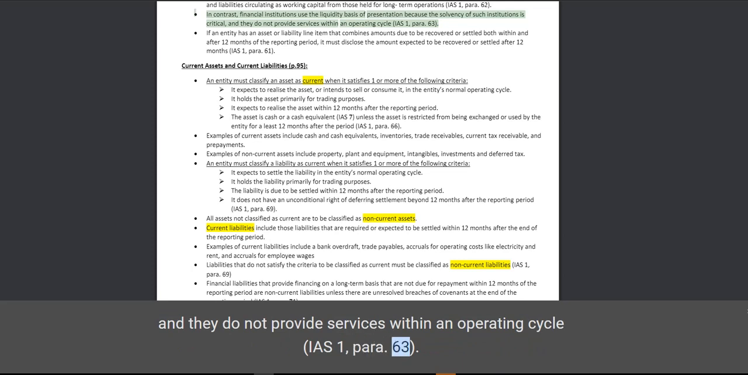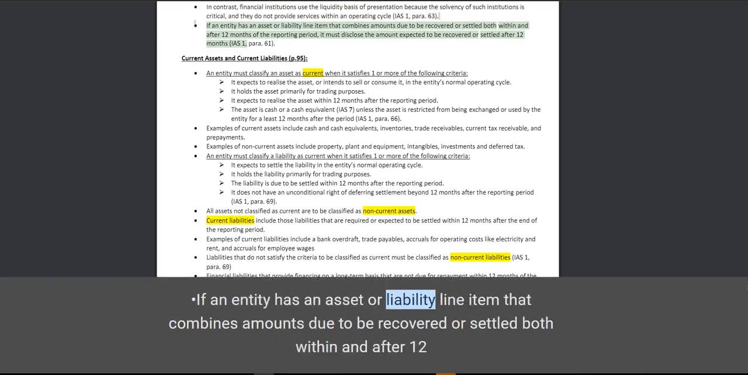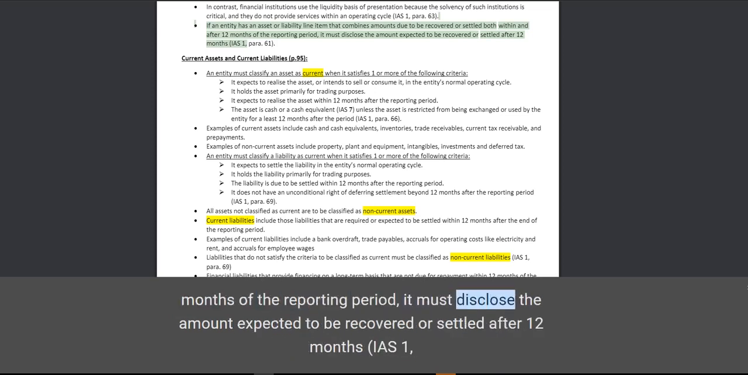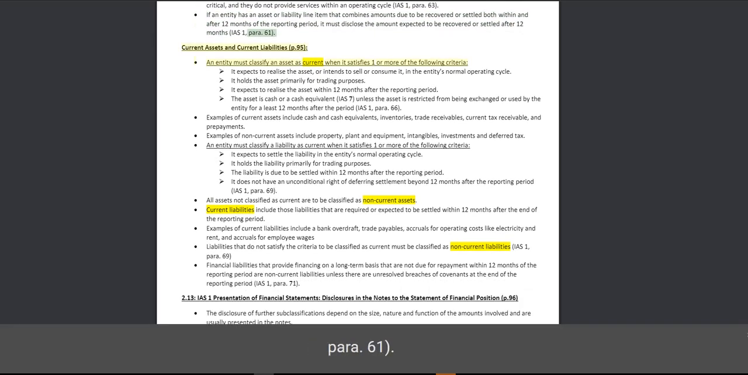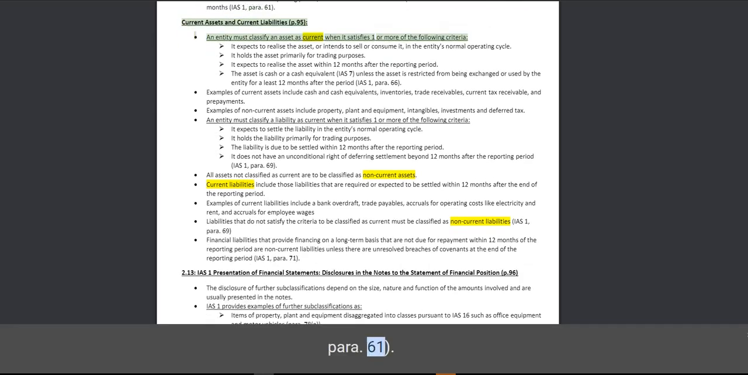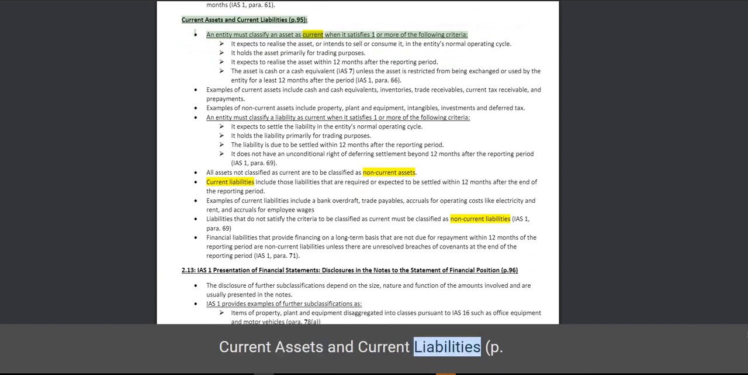IAS 1, para. 63. If an entity has an asset or liability line item that combines amounts due to be recovered or settled both within and after 12 months of the reporting period, it must disclose the amount expected to be recovered or settled after 12 months. IAS 1, para. 61. Current assets and current liabilities.